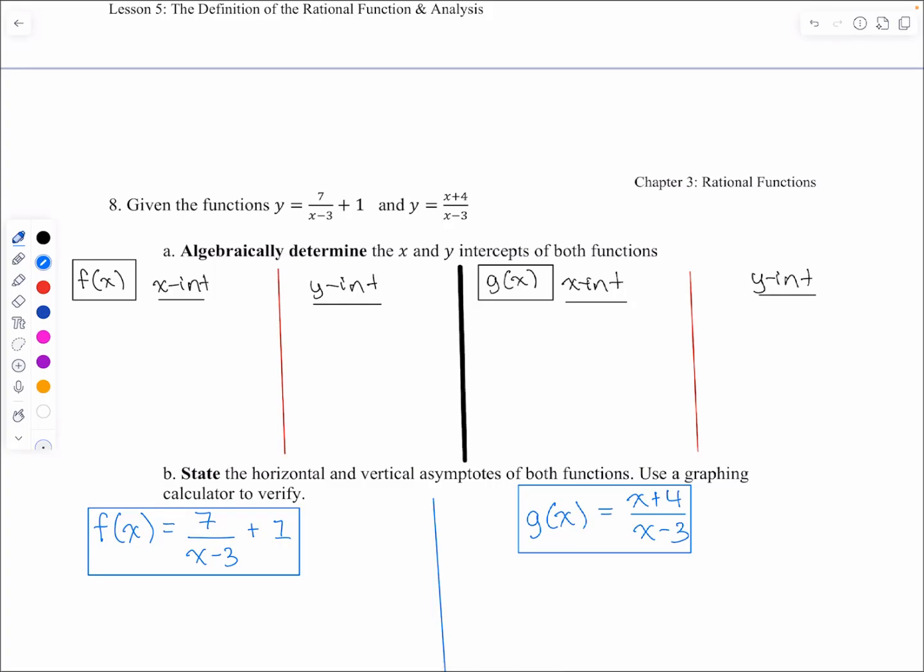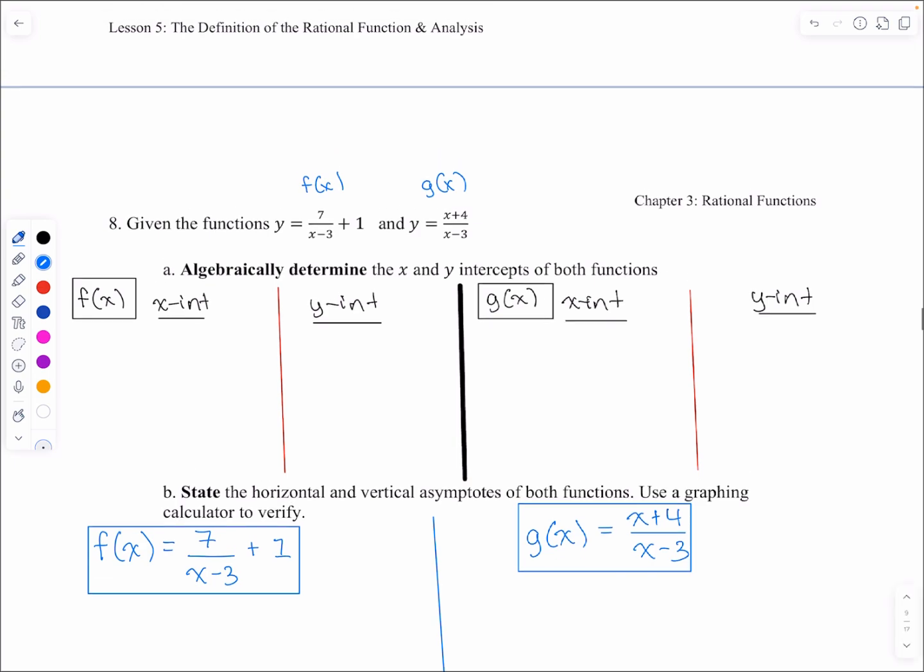So let's take a look at these two rational functions here. It says, given the functions y is equal to 7 over x minus 3 plus 1, let's actually just define them. I'm going to call this one f of x. And then the second one is y is equal to x plus 4 over x minus 3. I'm going to call this one g of x. Just define them in function notation. Just makes it a little bit easier moving forward.